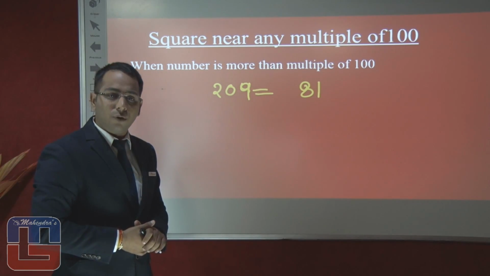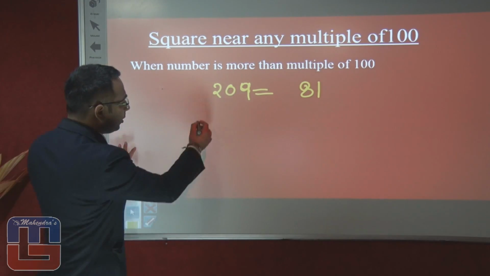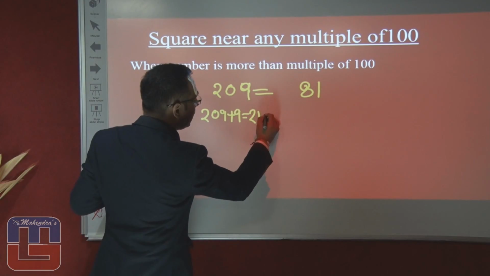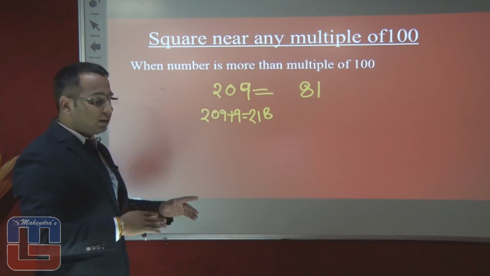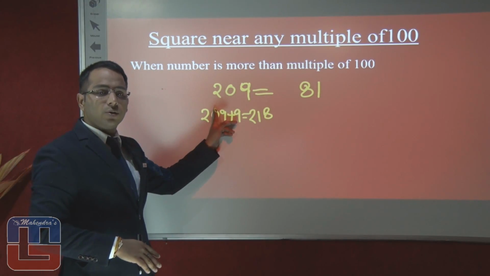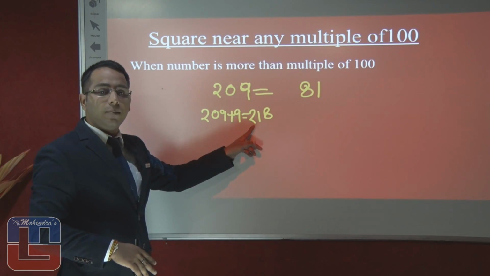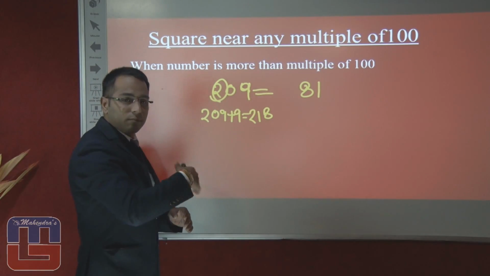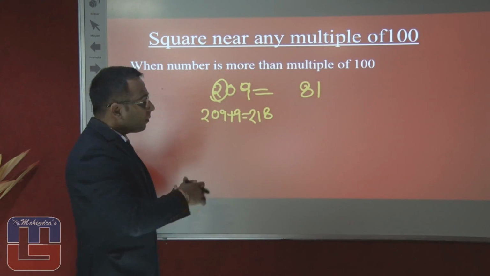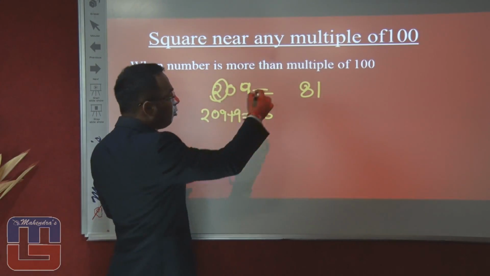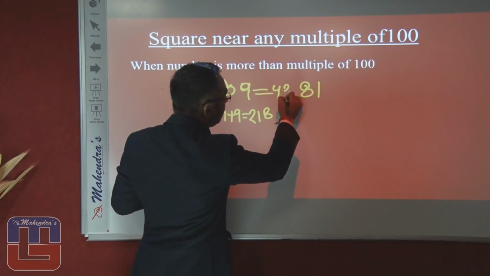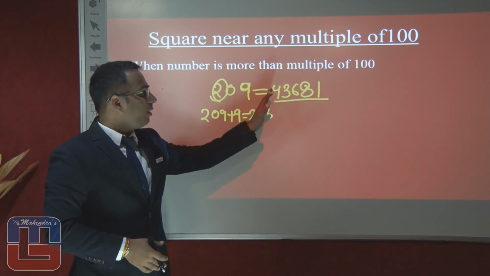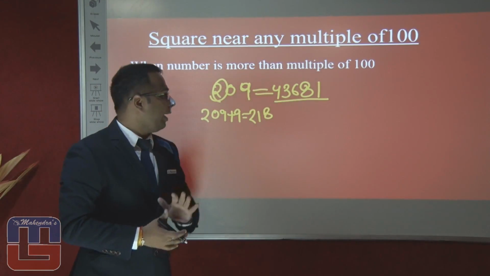We get 218. How much we get? 209 plus 9, 218. Now we can see it is twice of 100. So what we will do? We will double it. Because it is a multiple of 2. So when we double it, what we will get? 436. So the square of 209 will be 43681.